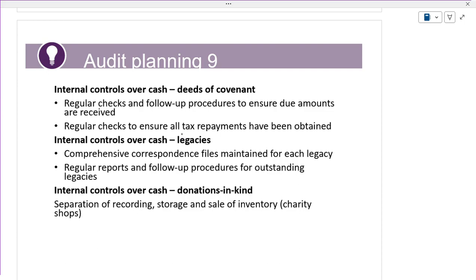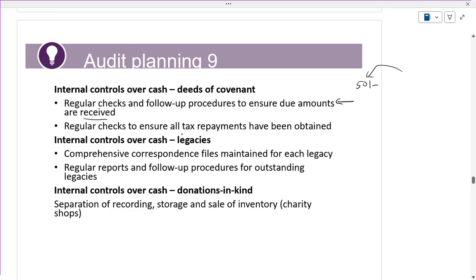Now, what it says: control deeds of covenants. You have to regularly check and follow procedures to ensure due amounts are received. See what happens with deeds of covenants. People are there, and it is a fact, they will say that every month we are giving a donation of 50. Every month they are giving a donation of 50.